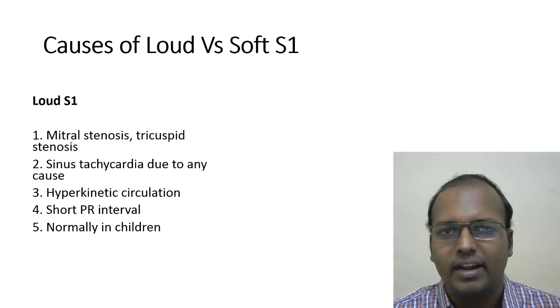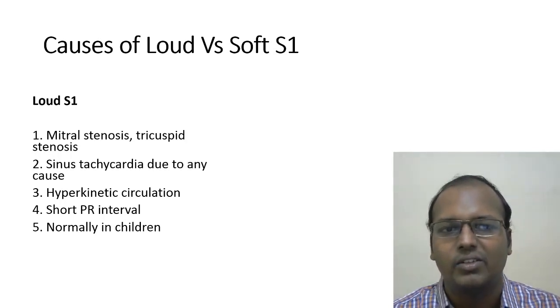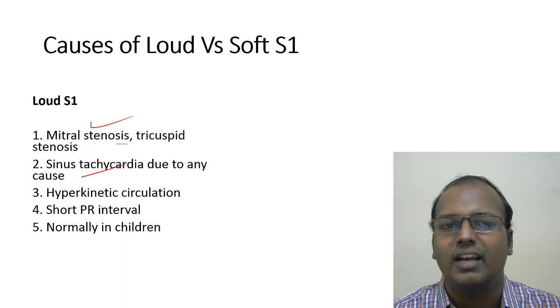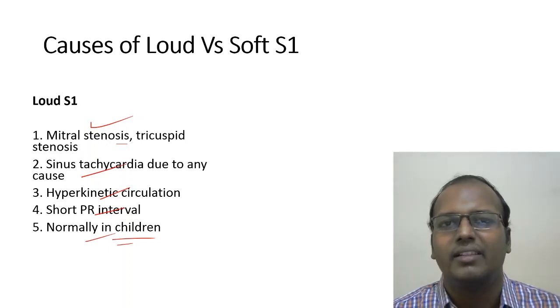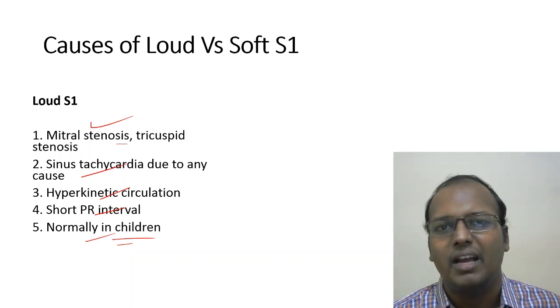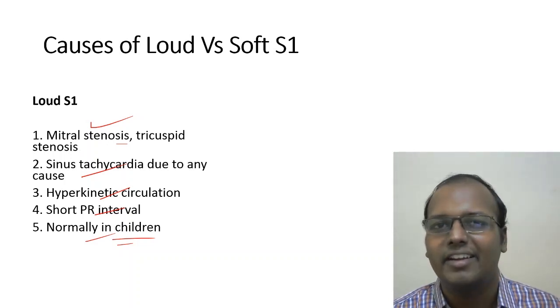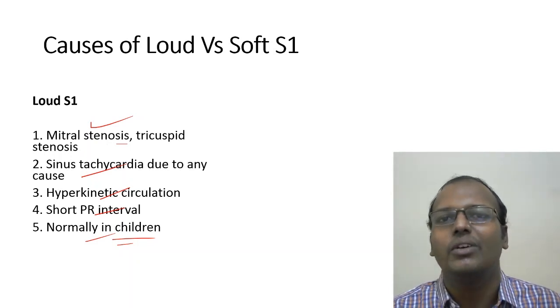So what are the causes of loud versus soft S1? I hope you are recollecting the points which we discussed in the previous module regarding the factors which influence the S1. Stenotic valves, that is mitral stenosis and tricuspid stenosis, sinus tachycardia, hyperkinetic circulation, short PR interval, and normally in children also. Whenever there is hyperkinetic circulation, tachycardia or short PR interval, there will not be an adequate gap between the atrial contraction and the ventricular contraction. Normally the valve will be in a semi-closed position at the onset of ventricular contraction, but here there will not be adequate time for the valve to open and then come back to the semi-closed position. So that will lead to your loud S1.